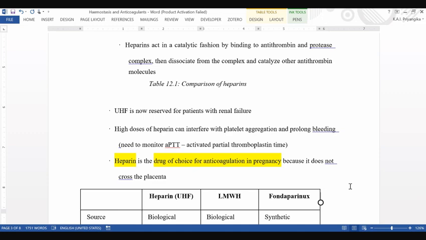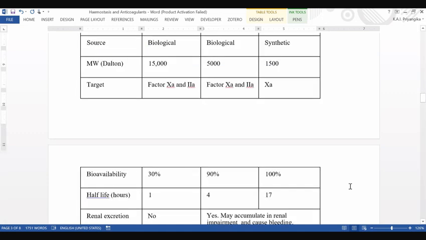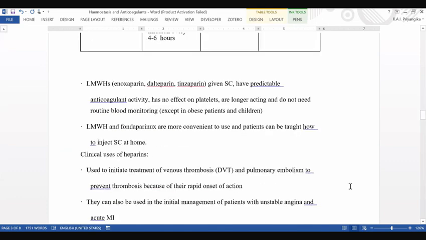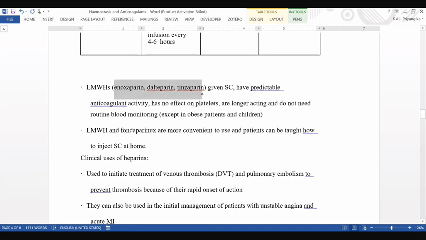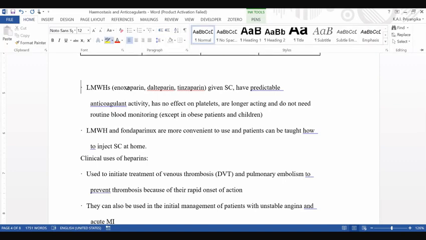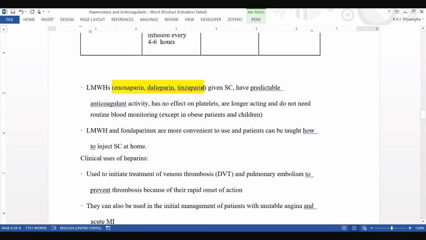For example, unfractionated heparin and then these three drugs, and fondaparinux. You all can go through the doses and contraindications and any special instructions. First, I need the summary, one page.